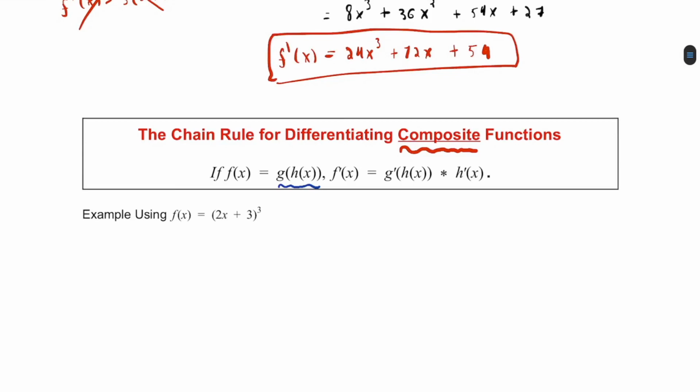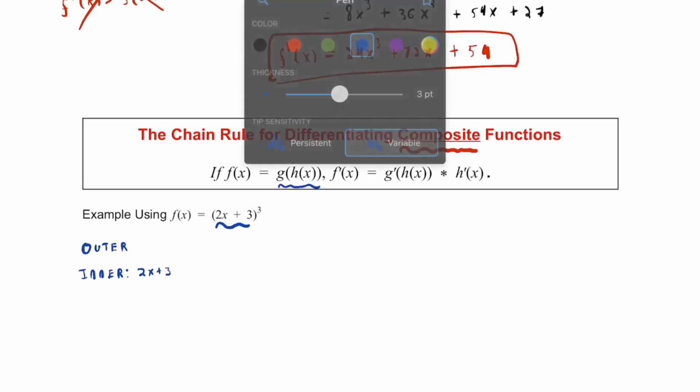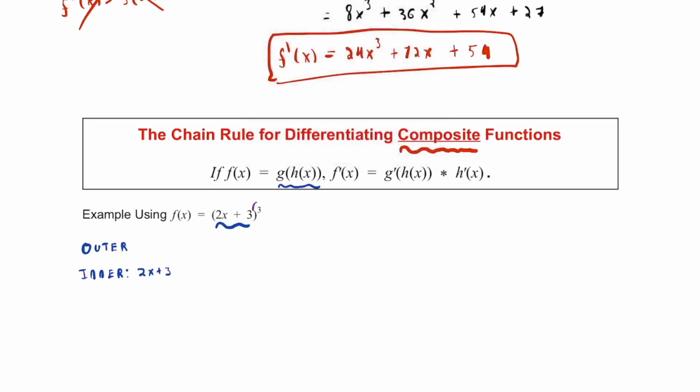What we have here is we are always going to define an outer function and an inner function. The inner function is what's getting plugged into the other one. So in this case, the inner function is 2x plus 3. Your outer function is this cubed, so I'm going to call it just x cubed. Your outer function is your g of x. Your inner function is your h of x.